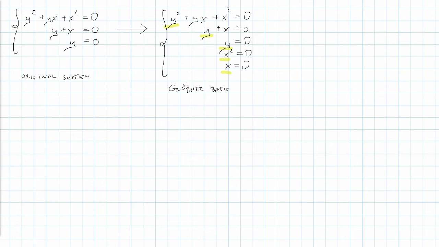So observe that the leading monomial of y plus x, which is y, obviously divides y squared, which is the leading monomial of the first polynomial, y squared plus yx plus x squared. So this means that we can remove the latter polynomial from the Grobner basis, so we can cross out this equation.